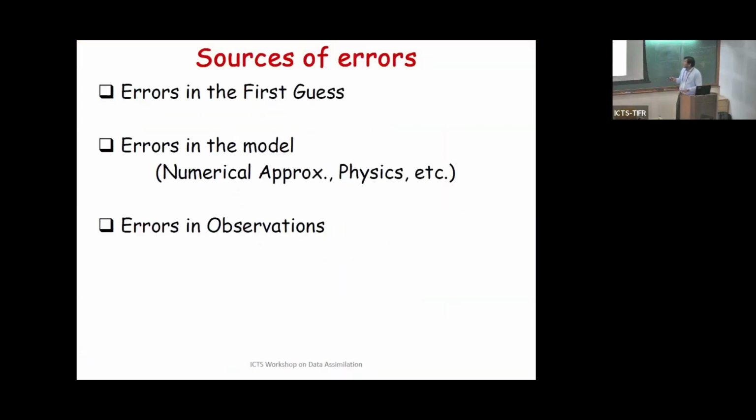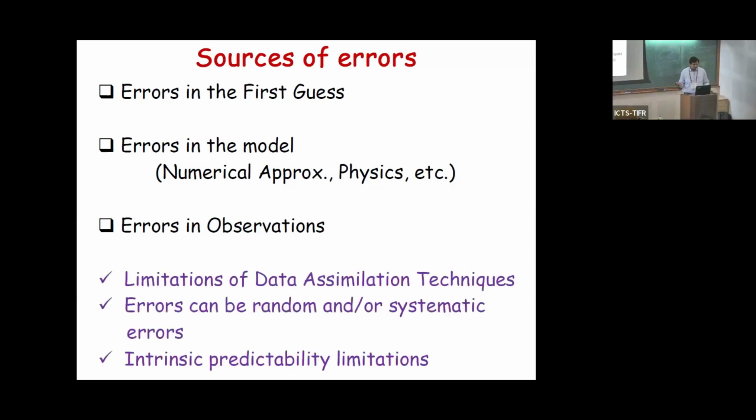Okay, so this is just a motivation. There are so many sources of error: error in my initial condition, error in my model, as well as error in my observations. And with this we also have limitations. Those things you already covered in your last weeks.